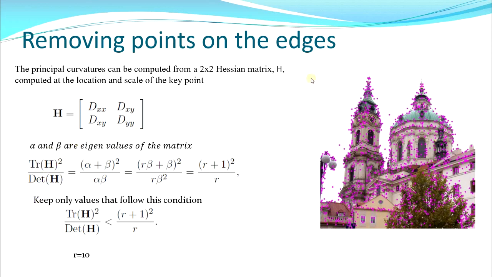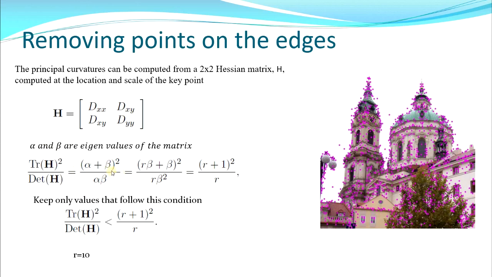Here the SIFT paper has used this kind of a thing. There we used a different form, but here we are going to use this form because the paper uses this. By using, I guess, trial and error, they found out that this particular thing is better in SIFT. So they took the trace of this matrix squared upon the determinant. If alpha and beta are the eigenvalues of this matrix, it will be something like this.